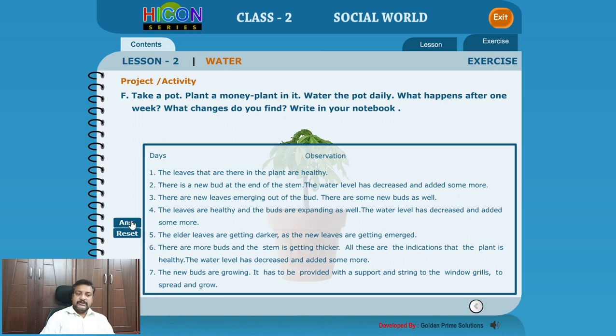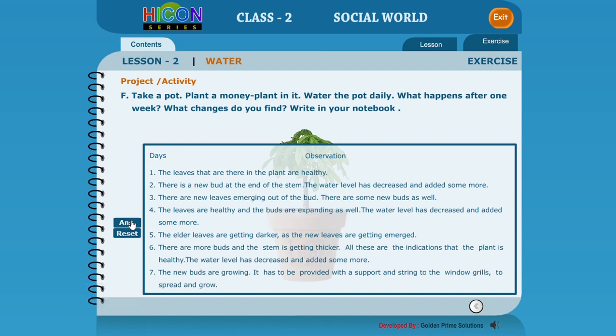So you too need to do this activity back at home and make a report just like this. Right? So I'll keep the screen for a while. You can go through that.